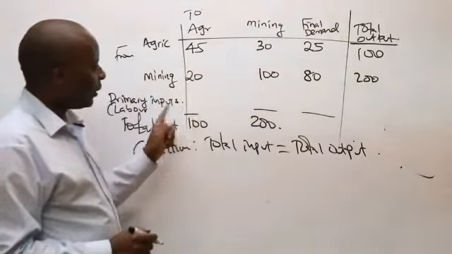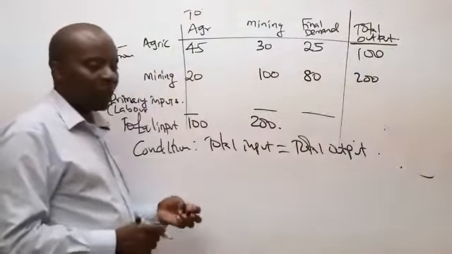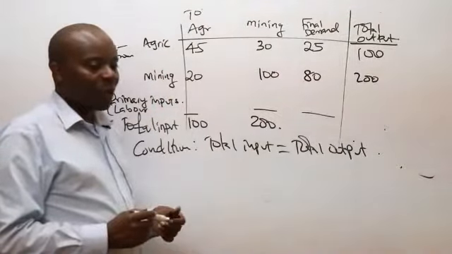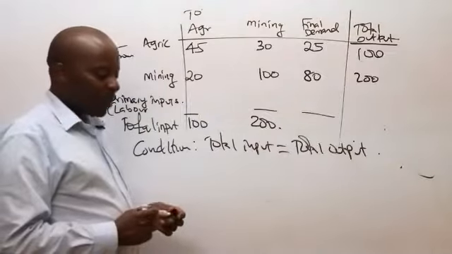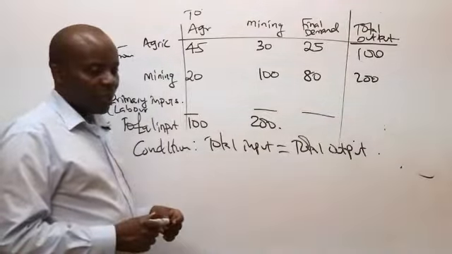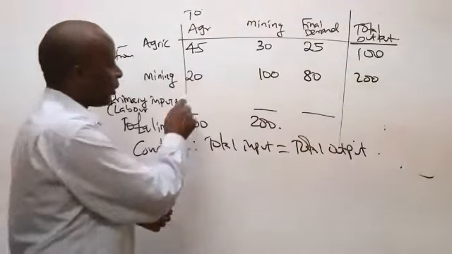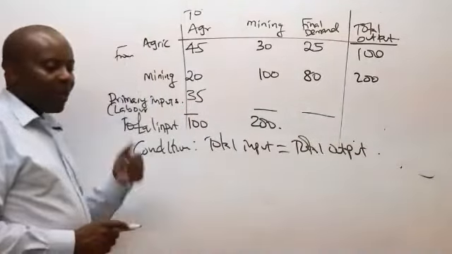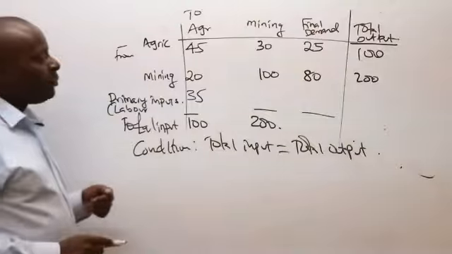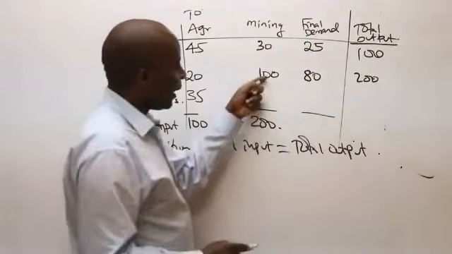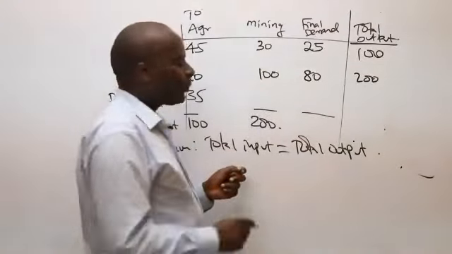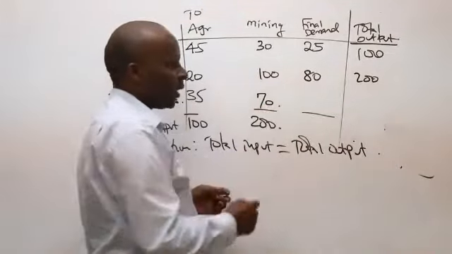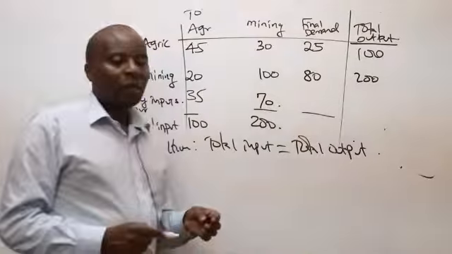So could you kindly give me the primary input for agriculture? Somebody, James tells me it is 35. How about the primary input for mining? Primary input for mining, 200 minus this, 70.